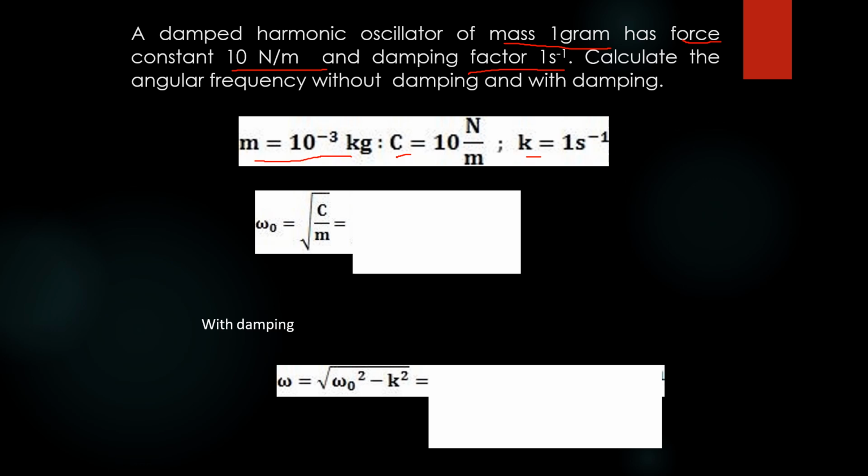Now what is the angular frequency without damping? The angular frequency without damping is given as omega 0, and the angular frequency with damping is omega. Now omega 0 is root of C by m, and omega is equal to root of omega 0 square minus k square. So on simply substituting the values, for omega 0 you will get 100 radians per second, and for omega you will get 99.9 radians per second. So omega will always be less than omega 0.